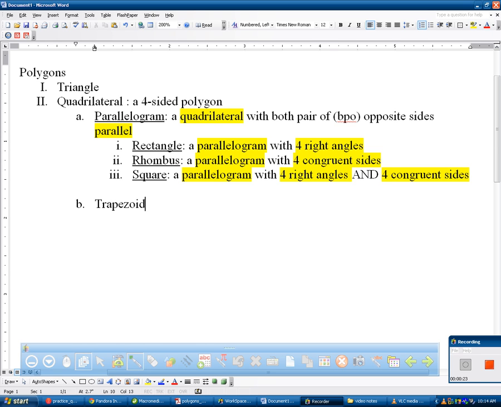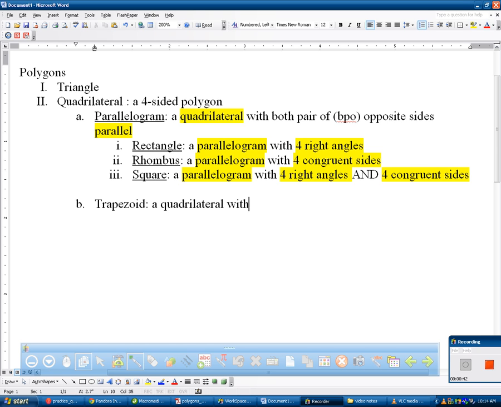Trapezoid. Okay. Now, can a trapezoid be a parallelogram? Can it be? No, it cannot be, right? So what's your first word going to be then? A quadrilateral. So it is a quadrilateral with. Now, some books differ in exactly what a trapezoid is.